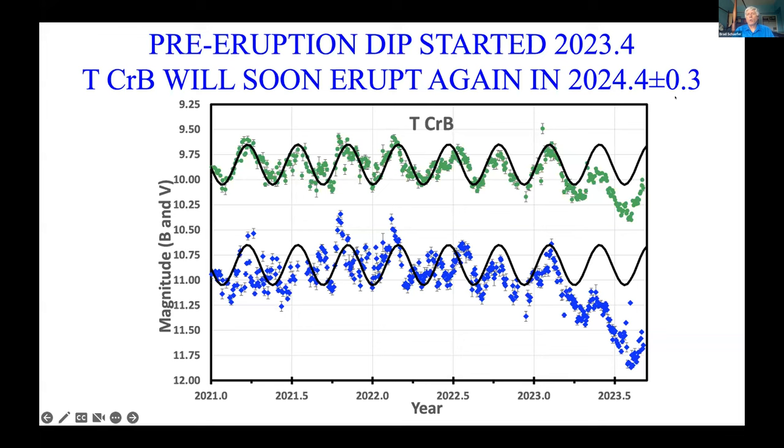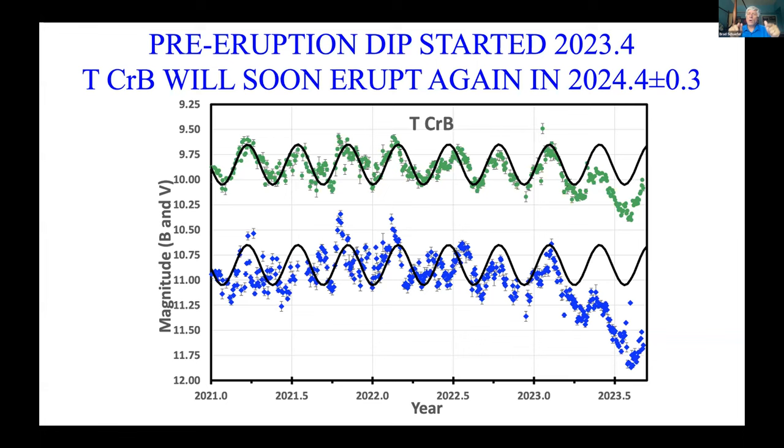It could occur anytime in 2024, and I wouldn't be unhappy with it. But there is enough variation going on in the system here that I wouldn't be horrified if T CrB went up tonight. It could do it. T CrB is variable on all time scales, and it could go up tonight. Well, I expect, based on its previous behavior back around 1946, that it's going to go up give or take 8 months from now, give or take a number of months.